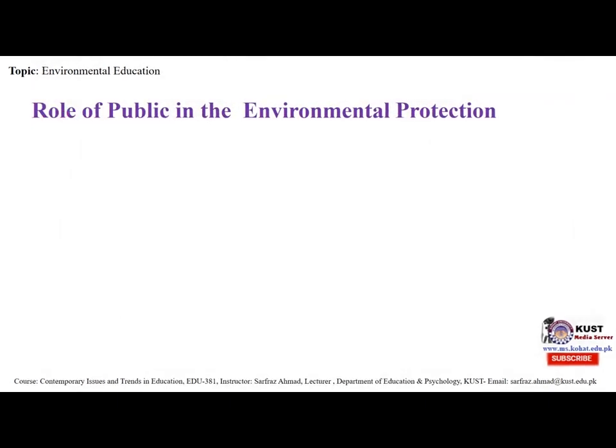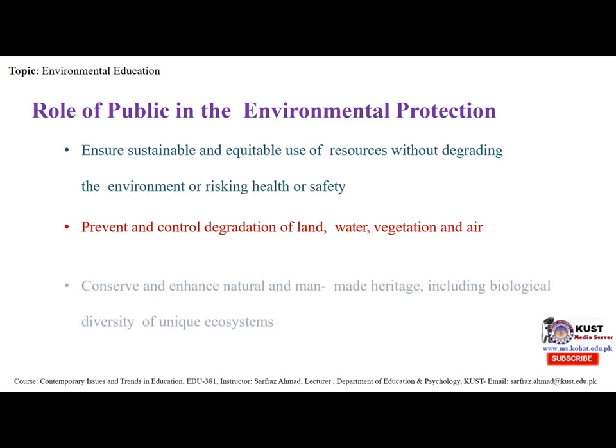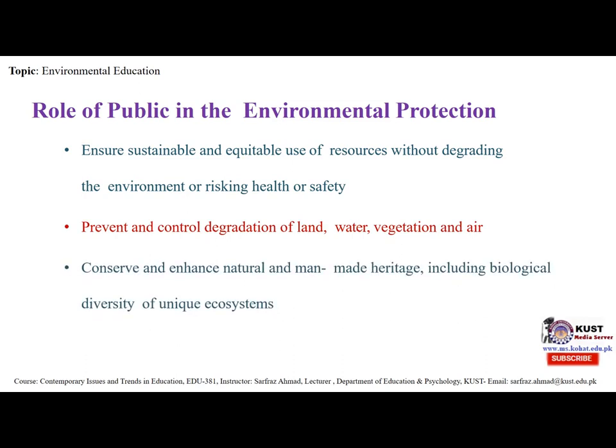Role of the public in environmental protection. What is the role of the public? Ensure sustainable and equitable use of resources without degrading the environment or risking health or safety. Prevent and control degradation of land, water, vegetation, and air. Conserve and enhance natural and man-made heritage, including biological diversity of unique ecosystems.